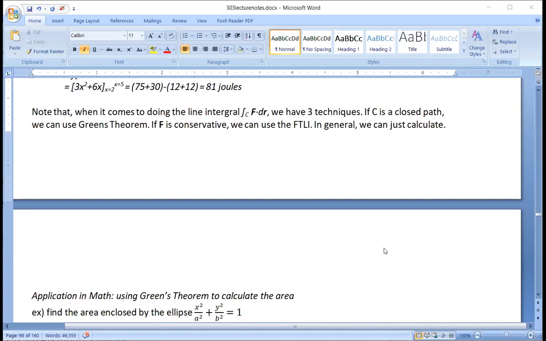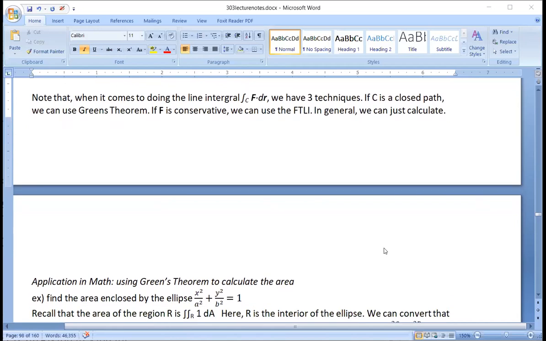So how do we do this problem? We're trying to find the area. We know that in general, the area of a region is the double integral over R of dA, and I'm sticking a 1 in there for a reason. So it's just the double integral over the region R of 1 dA. And by the region R, of course, we mean the interior, the area enclosed by the ellipse.